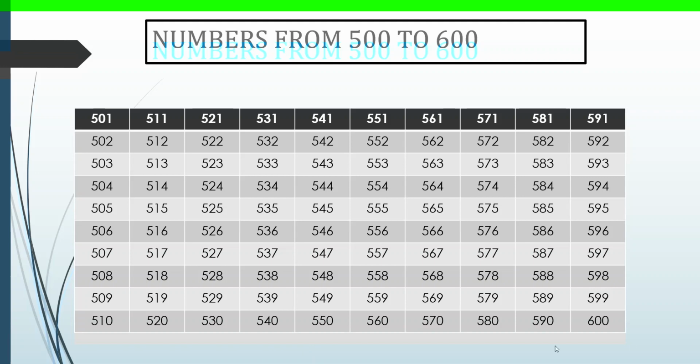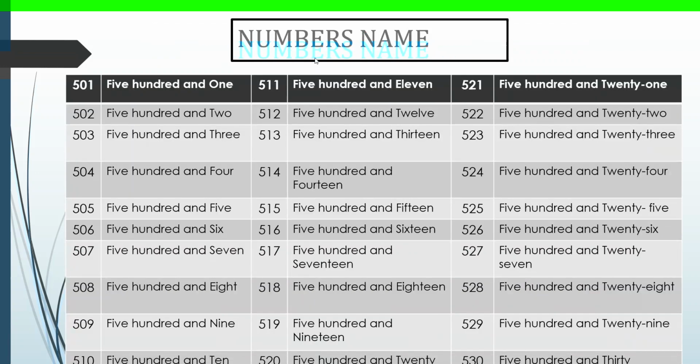In the next slide, go to numbers name. Here in numbers name, you can see 501. Here the name: FIVE, 5, HUNDRED, 100, and ONE, 1. It's the spelling you have to derive for 501. It's the concept of the meaning in maths: 5, 100 and 1.